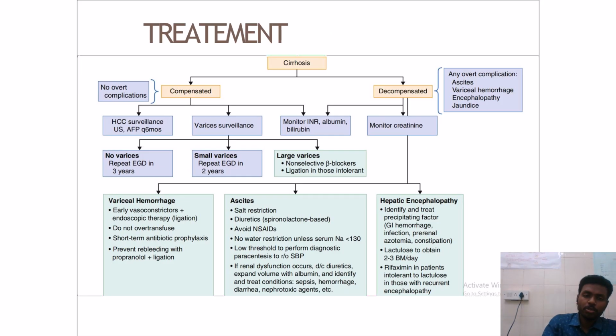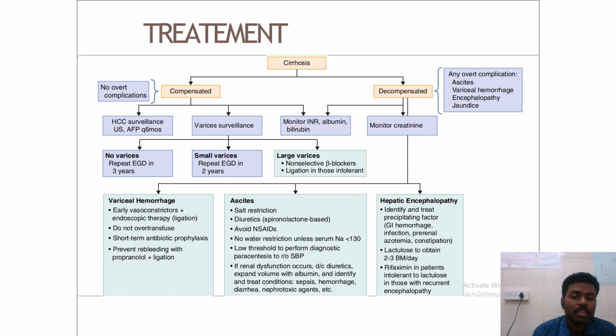So, treatment for cirrhosis is based upon the compensated and decompensated features. In compensated cirrhosis, hepatocellular carcinoma surveillance is the most important thing, and variceal surveillance. You have to do surveillance for the varices with an esophagogastroduodenoscopy, commonly known as upper GI endoscopy. If there are no varices, you have to do it once in 3 years.